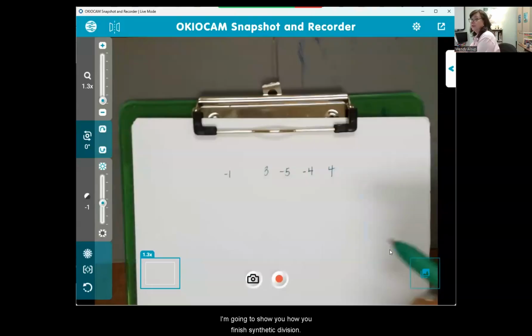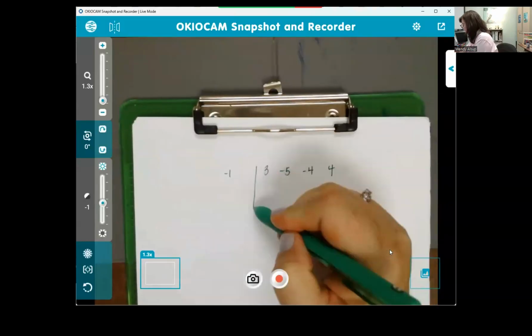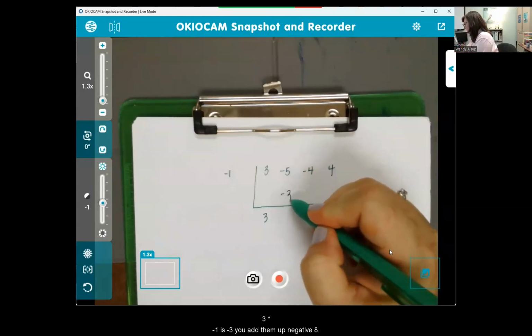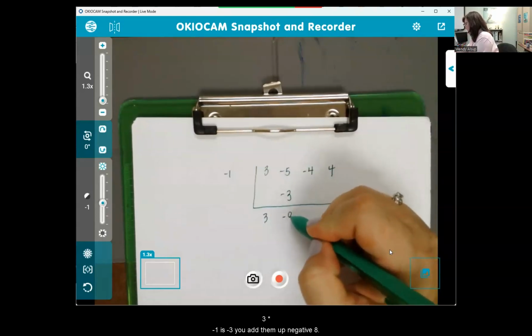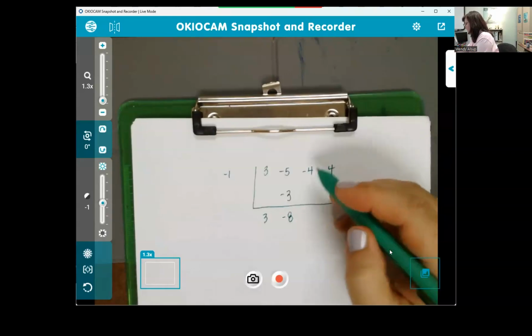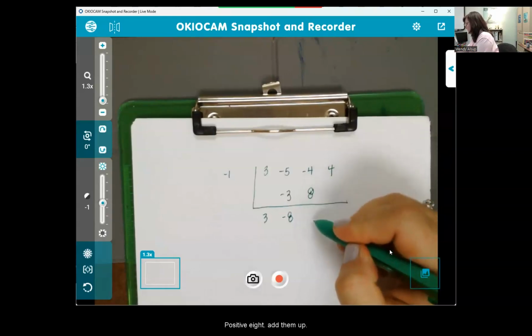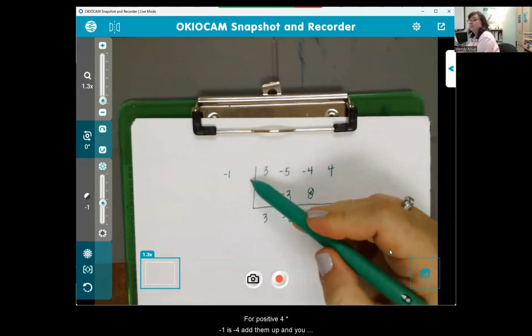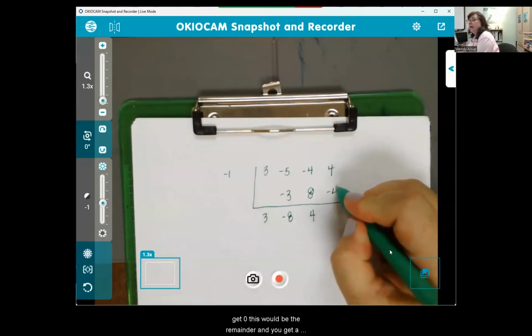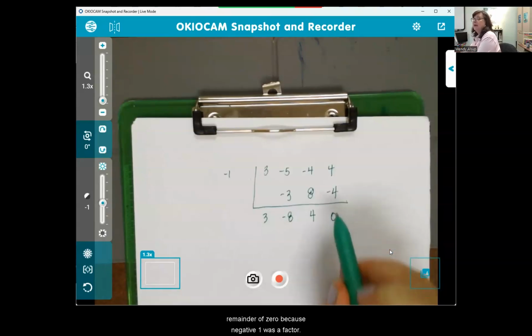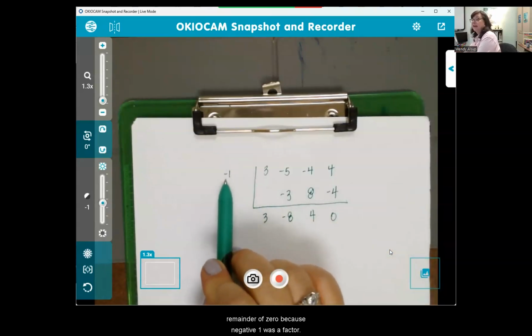All right, so look over here at my work. Let me show you how you finish synthetic division. You pull down the first number. 3 times negative 1 is negative 3. You add them up: negative 8. Negative 8 times negative 1 is positive 8. Add them up and you get positive 4. Positive 4 times negative 1 is negative 4. Add them up and you get 0. This is the remainder, and you get a remainder of 0 because negative 1 was a factor.